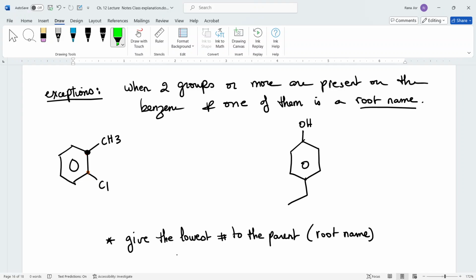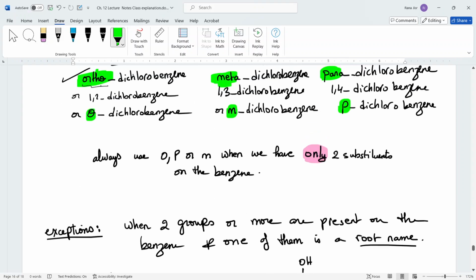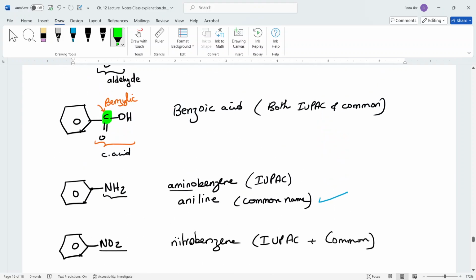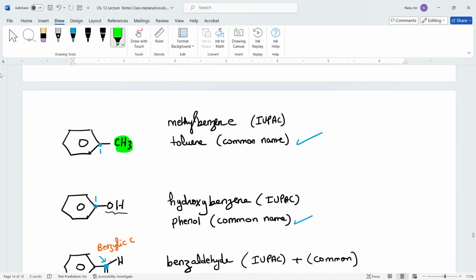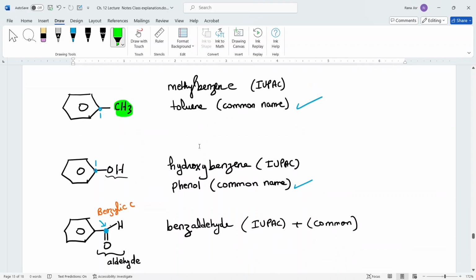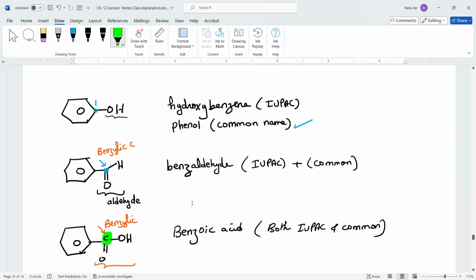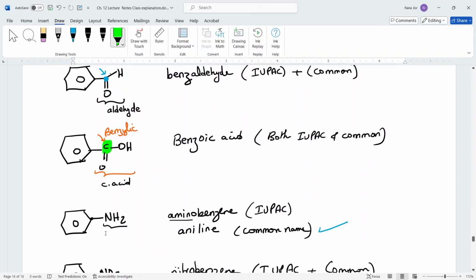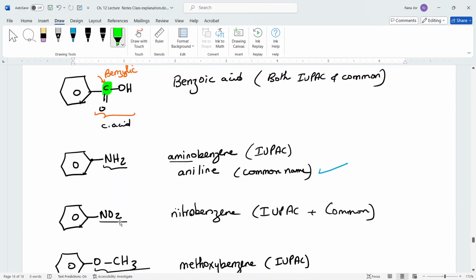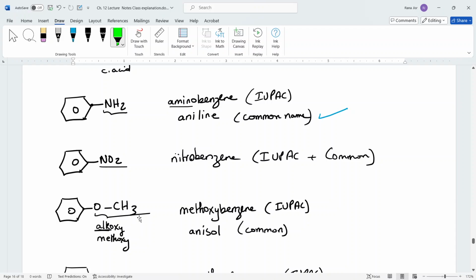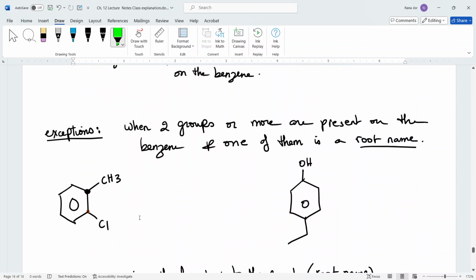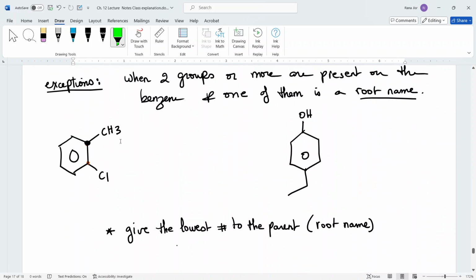And one of them is considered to be a common root. Now, what is a common root? The common roots are from the monosubstituted benzenes that I just showed you. All of those are considered to be common roots. So you do have a CH3 connected to the benzene. Toluene is considered to be a common root. Phenol is considered to be a common root. Benzaldehyde, benzoic acid, all of those. The aniline is a common root. The methoxybenzene is a common root. So whenever you see any one of those, the ending has to be in them. The ending cannot be in the benzene.